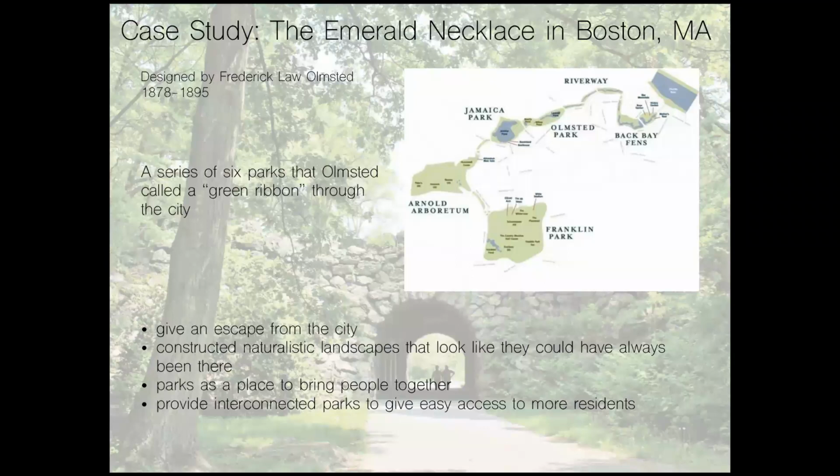So as I started working on this project, I decided to go back and look at people who have done something similar successfully before. And in landscape architecture, of course, a great person to go to is always Olmsted. So as a case study, I looked at the Emerald Necklace in Boston, Massachusetts. It was designed by Frederick Law Olmsted over the course of the years 1878 through 1895. And this is a series of 6 different parks that Olmsted called a green ribbon that wound through the city.